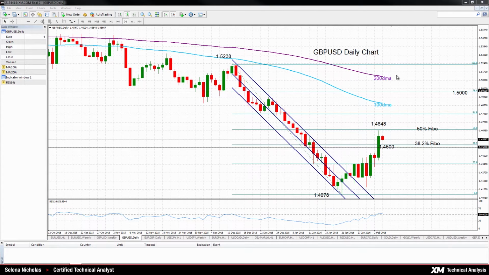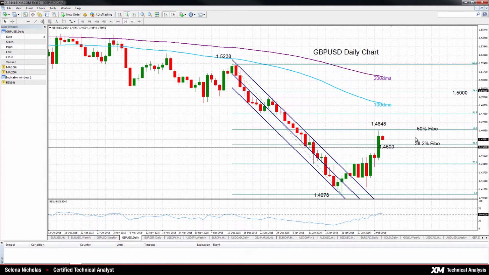Today we will look at the pound versus US dollar on the daily chart. GBPUSD broke above a key resistance level of 1.45 on Wednesday to reach a one-month high of 1.4648. This is close to the 50% Fibonacci level of the retracement from 1.5238 down to 1.4078, and this is a drop from December to January. So this 50% Fibonacci level comes in at 1.4657.